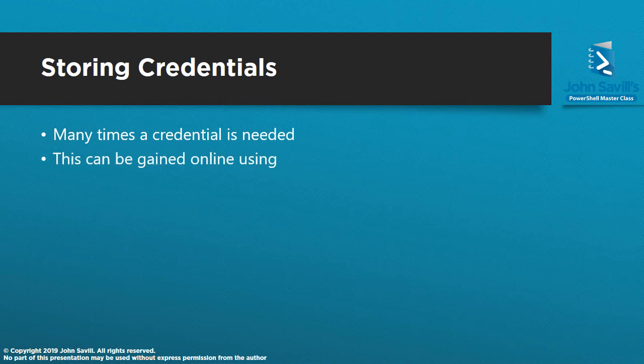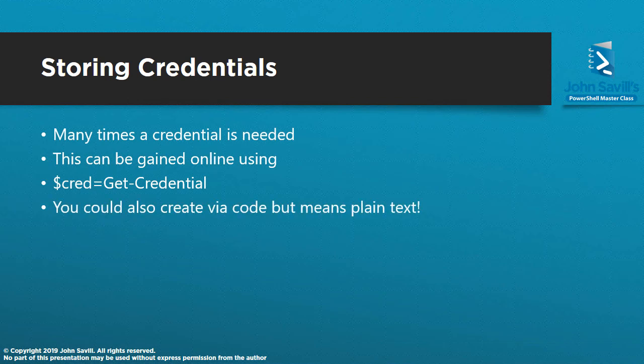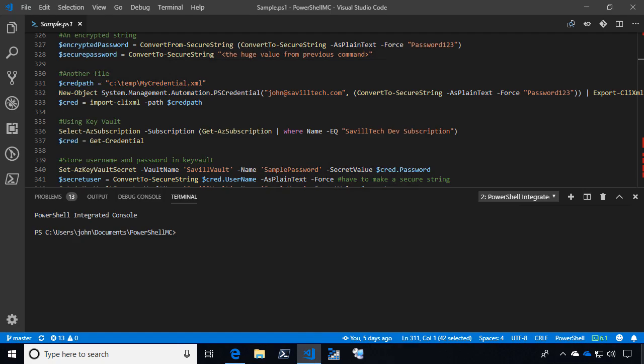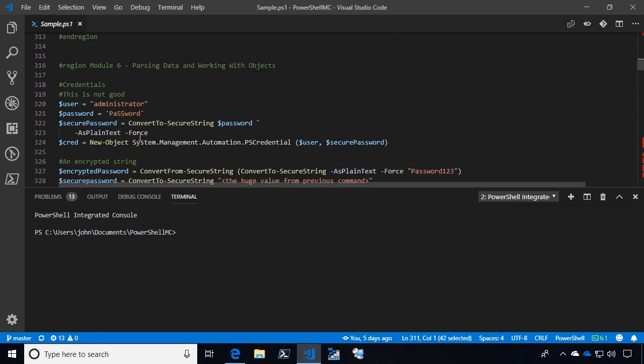Now, I can gain this in an online fashion by kind of asking for it. I can say, well, cred equals Get-Credential, and I could also just do it in code. I could absolutely code in my script, hey look, user is administrator, password is password, convert the password to a secure string, and then create a credential by creating a PSCredential object. Now, this is obviously terrible, because I've now got a credential just in my code.